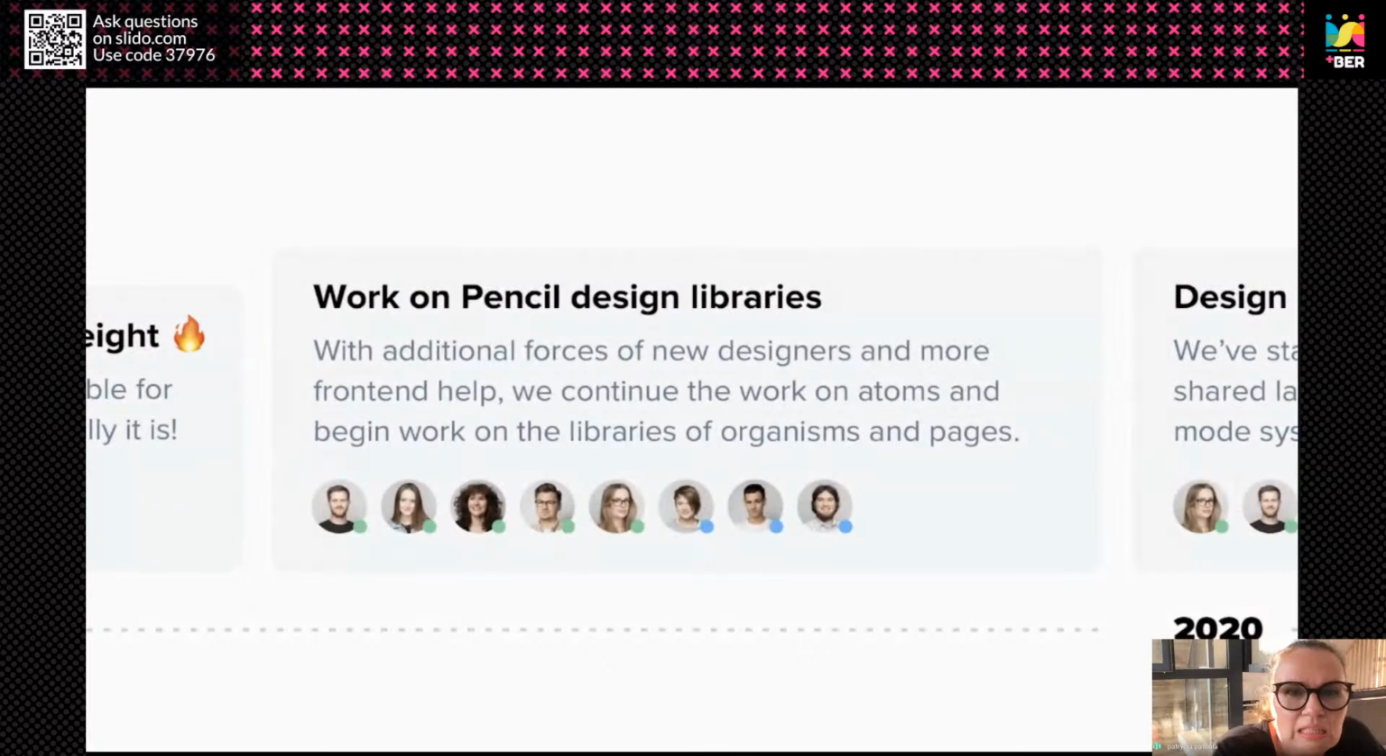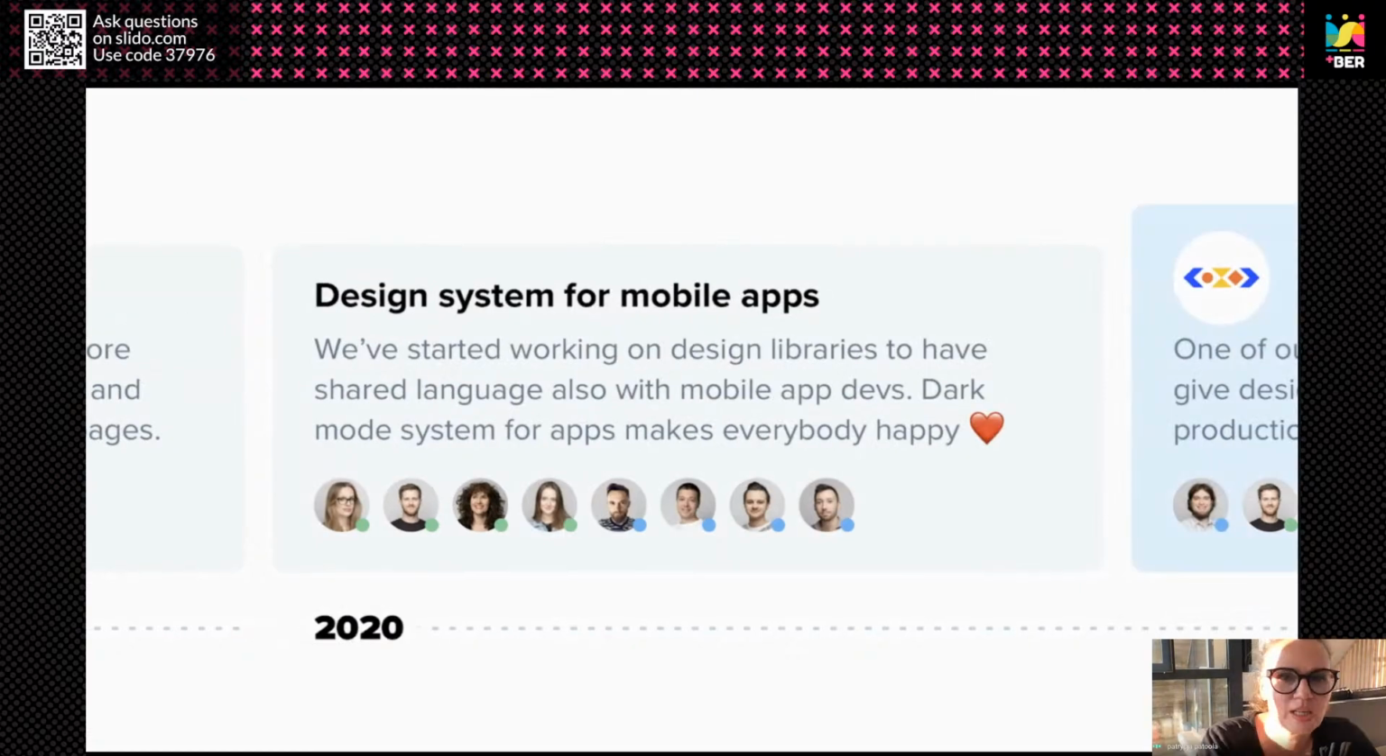With increased motivation, we continue work on shared libraries and atoms, and begin working on design libraries of bigger organisms and pages. Then COVID happened, and our plans had to change. We couldn't build our teams as fast as we would like to, and we focused on supporting developers from product teams. We started making the foundation for design system on mobile, with logic for stuff like dark mode, delivered by Dina Sabat, our interaction designer.